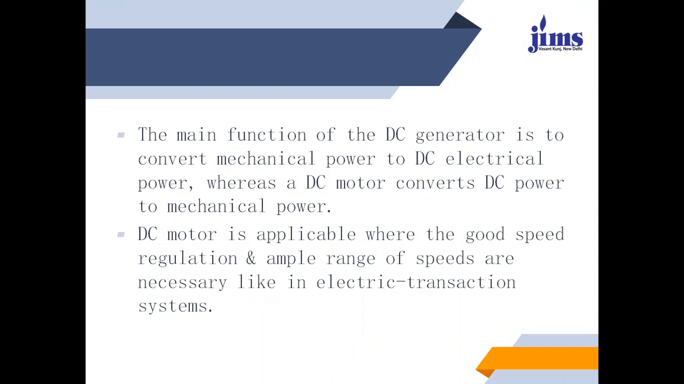The DC machines are classified into two types, DC generator and DC motor. The main function of the DC generator is to convert mechanical power to electrical power, whereas a DC motor converts DC electrical power to mechanical power. A DC motor is applicable where good speed regulation and an ample range of speeds are necessary, like in an electric traction system or a device where we are using heavy loading. Then we use this type of DC machine. DC machines provide a high starting torque so that they can easily carry the high load at the initial stages.